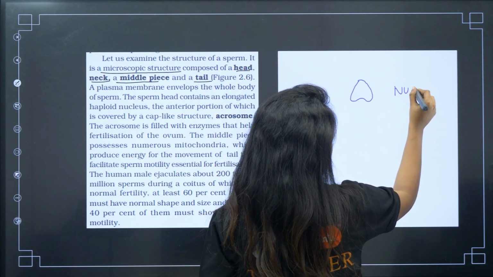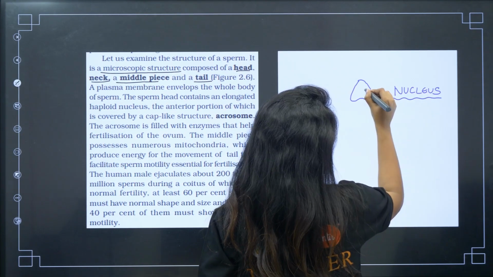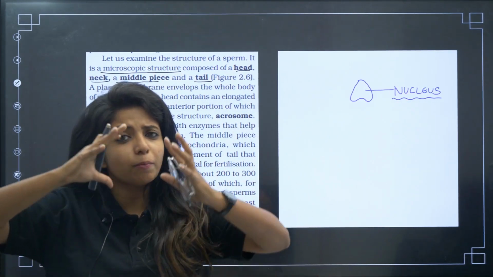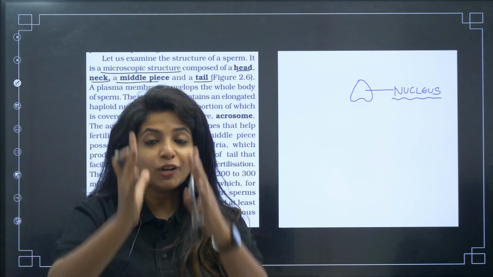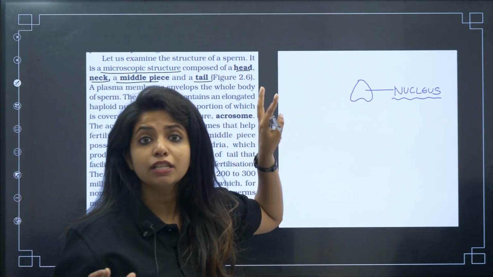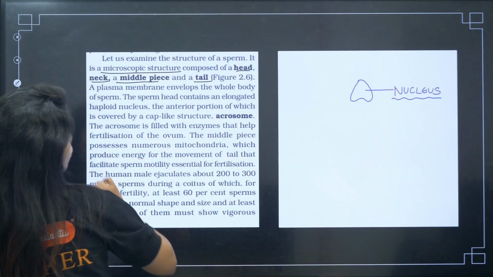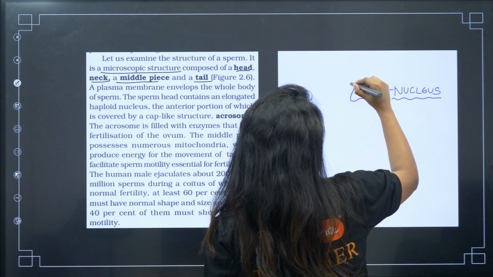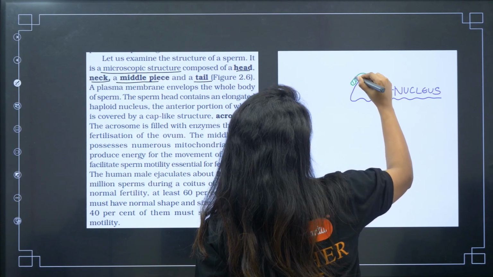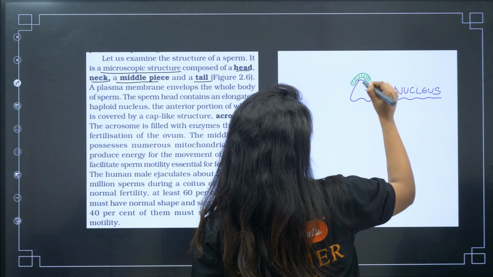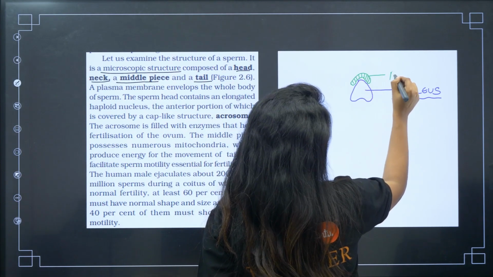Now children, the nucleus is very much condensed, because obviously the sperm cannot be big. The structure has to travel smoothly, easily. So it has to be a small, elongated structure. So we have a very condensed nucleus right at the top, and above it we have another very important structure. This particular structure that you see, it has a name. You call it acrosome.